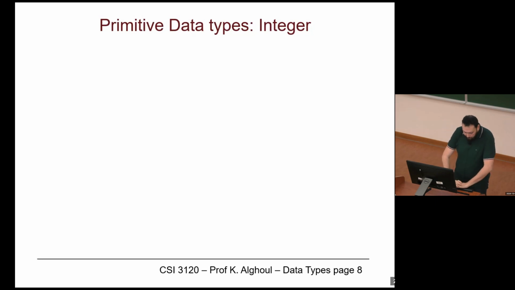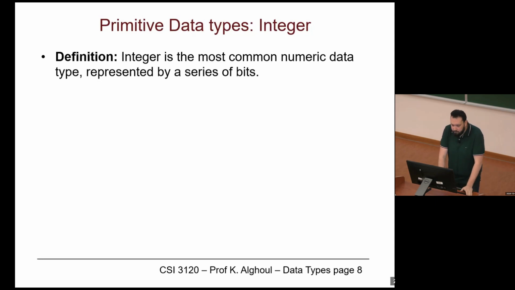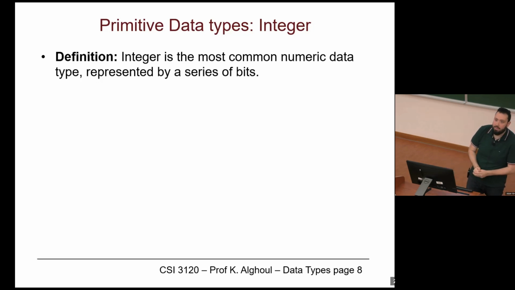If I want to talk about integer, what's an integer? It's the most common numeric data type, represented by a series of bits. Back then, in data structures, we didn't care about these things. Here, I'm going to show you a bit of what's under the hood, and then we'll compare it across different programming languages, for example, the difference between Java and C and stuff like that.